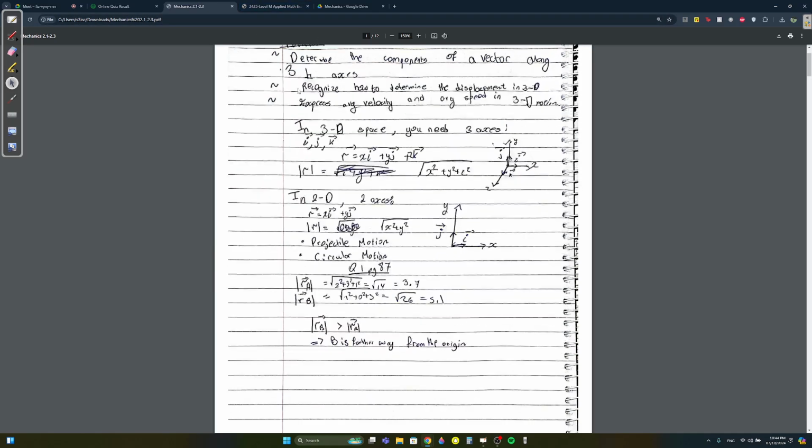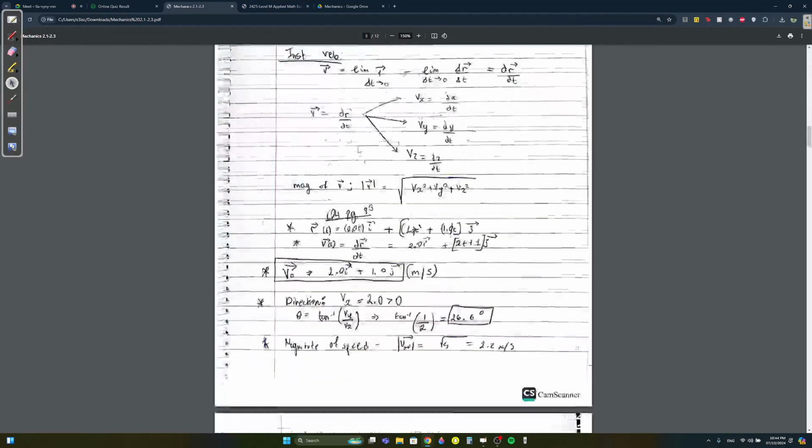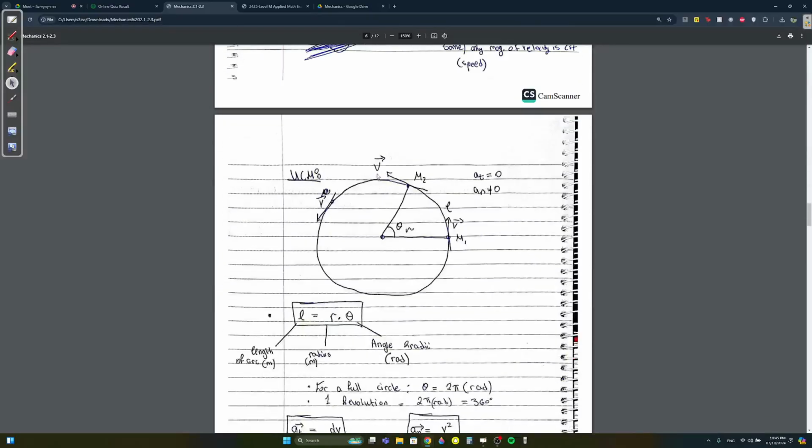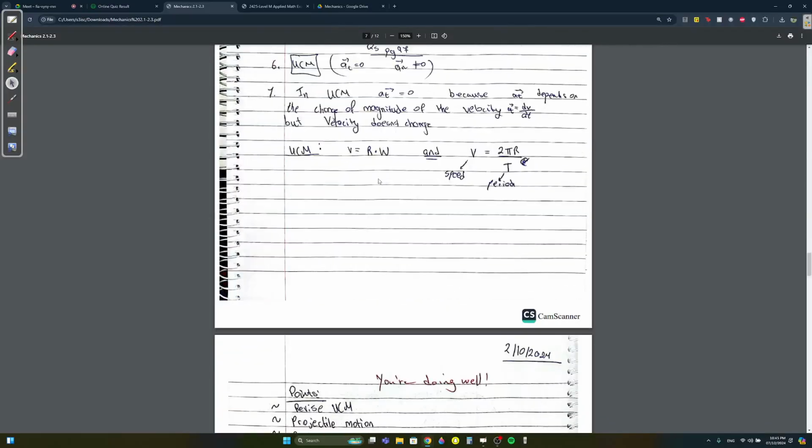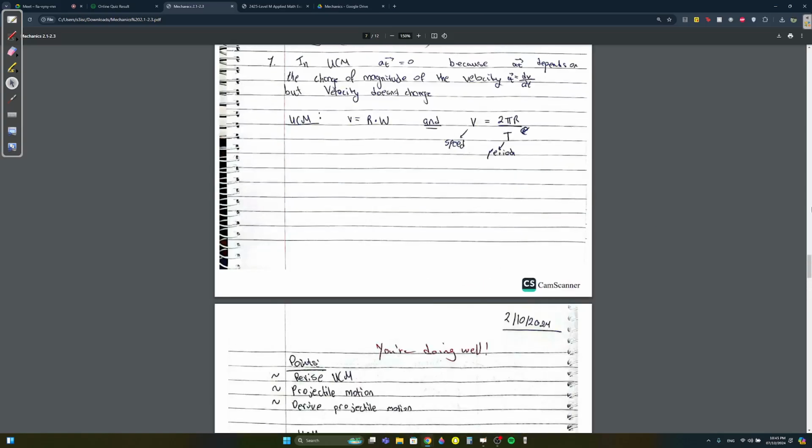Anyway, we're gonna start with the notes. We're gonna go through the UCM equations, and then we're gonna go through the projectile motion equations, but we're gonna go through them one by one, and we're gonna derive them, so you can kind of understand what's happening.